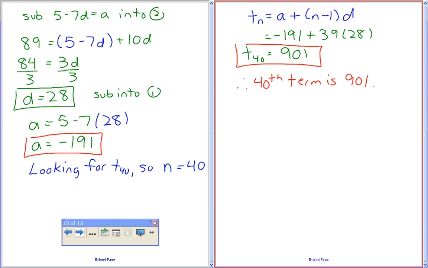Okay. Homework, here we go, page 242. Oh, 242? 424.